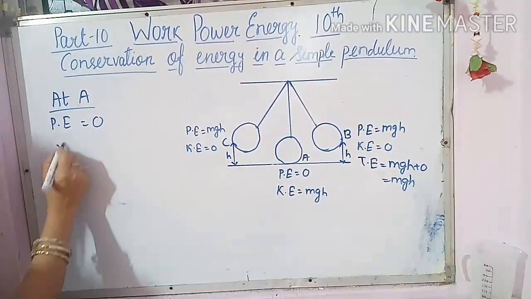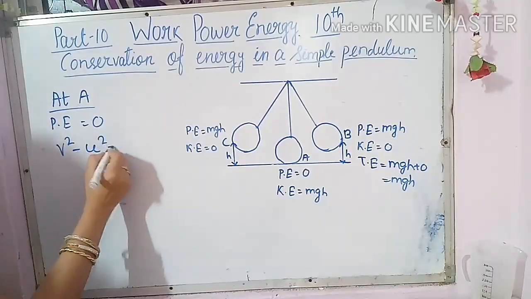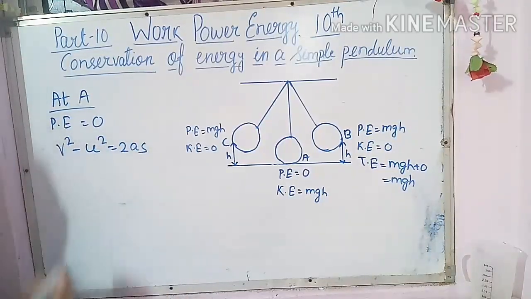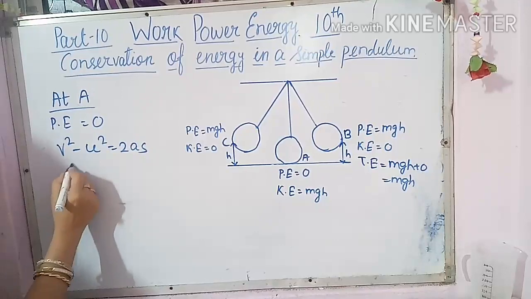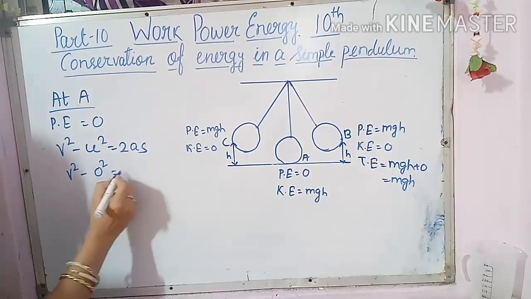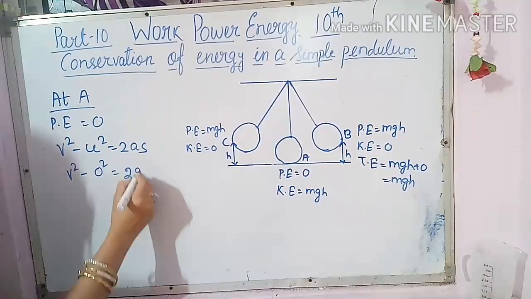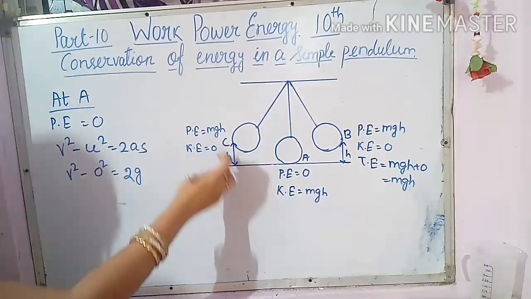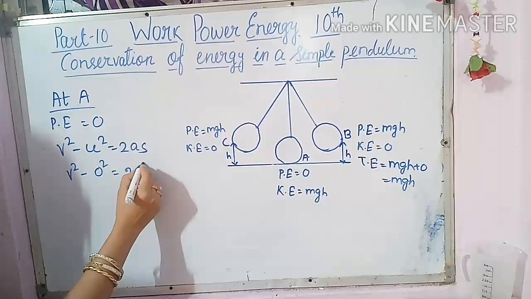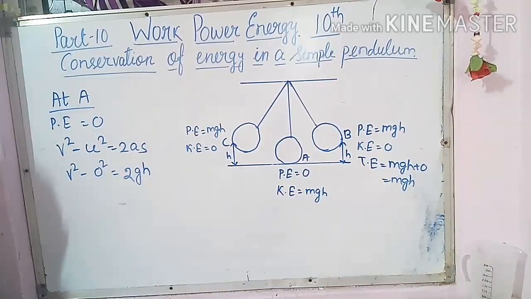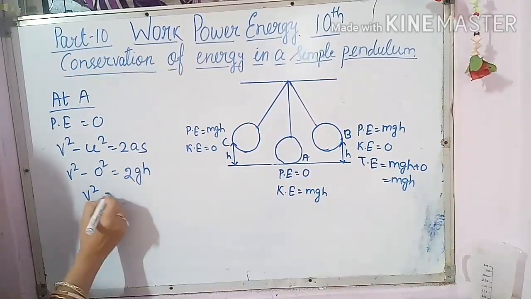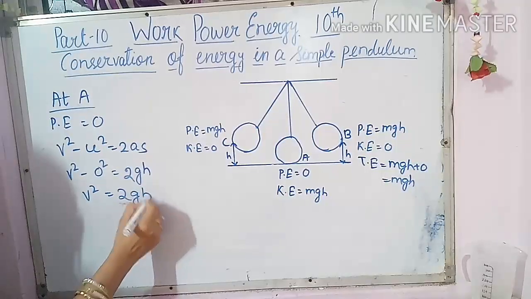Now putting the third equation of motion, v square minus u square equal to 2as. So here it is v square minus 0 square equal to 2, as it is accelerating under gravity, you can put g, and here as it is also the height h, so in the place of s you can put h. Now you will get v square equal to 2gh.